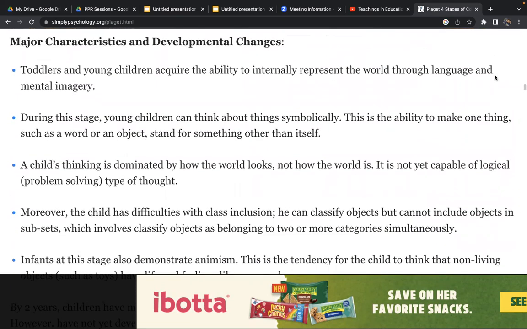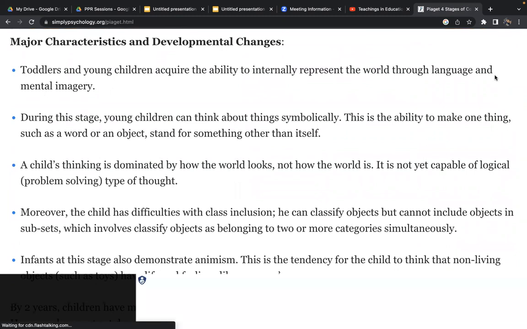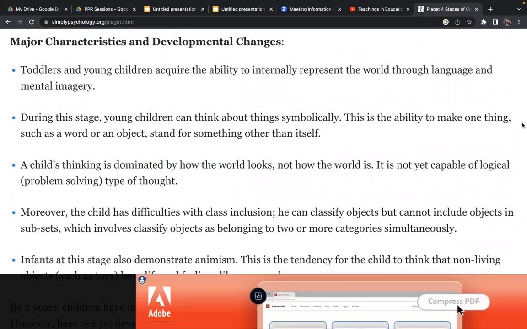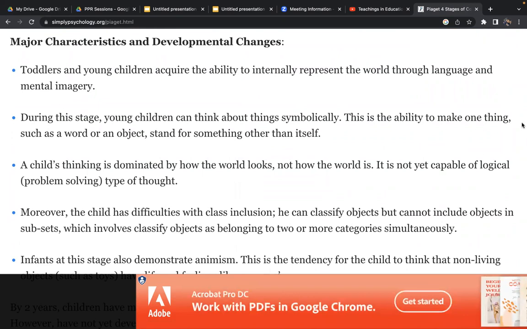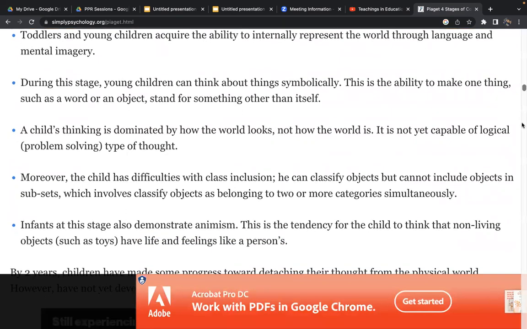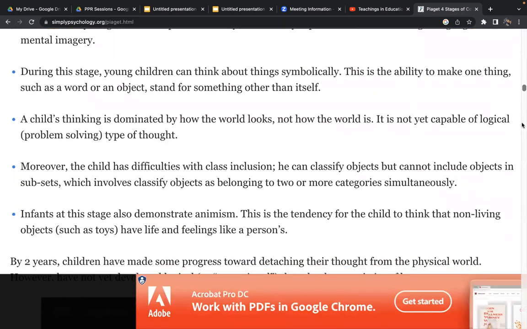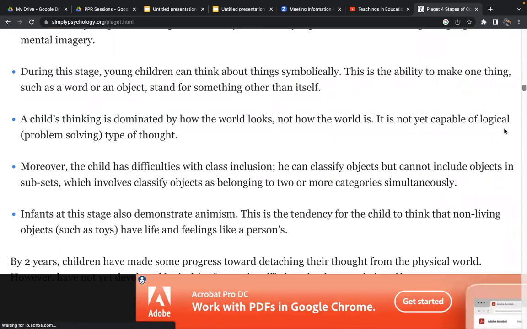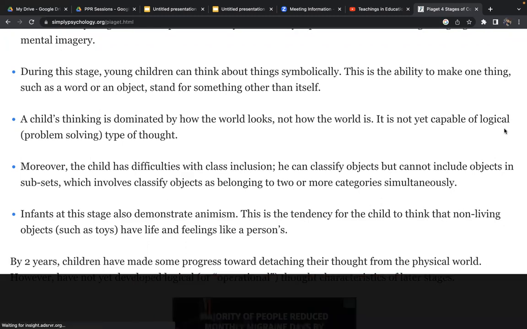Major differences and developmental changes. Toddlers and young children acquire the ability to internally represent through language and mental imagery. During this stage, young children can think about things symbolically. This is the ability to make one thing, such as a word or an object, stand for something else, like love. And how would we represent that? With a heart, you know? The child's thinking is dominated by how the world looks, not how the world is, not yet capable of logical problem-solving thought. So that's like in late second, third grade.